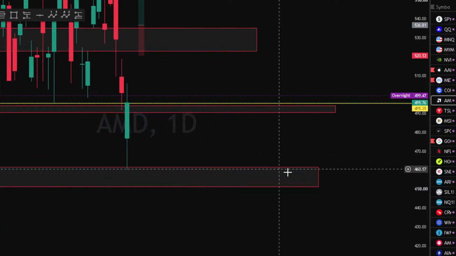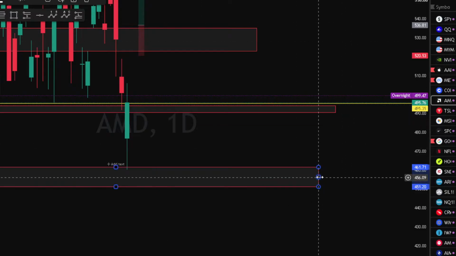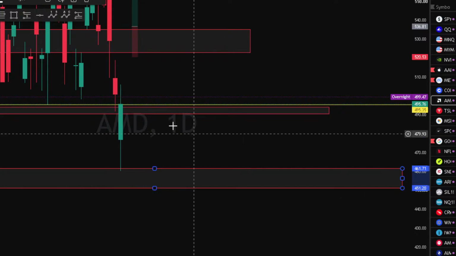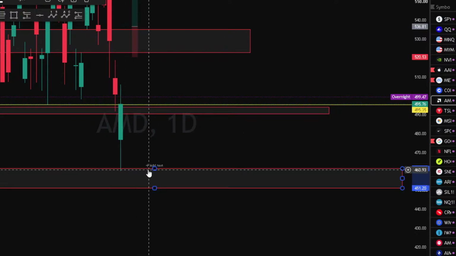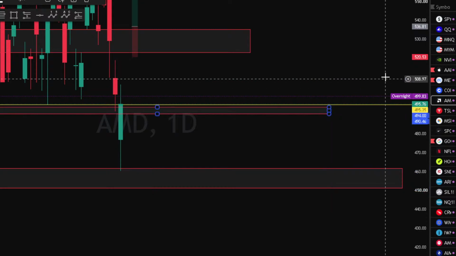So as we clearly can see, we end up tapping into this daily gap. We tapped into the daily gap at 461.71. We just didn't close inside it, and we didn't close below this daily gap here at 490.46.